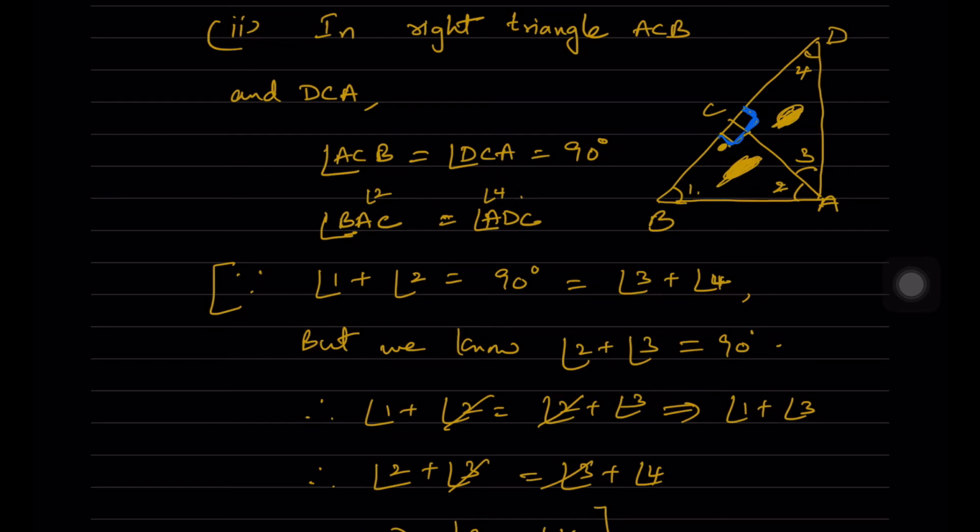In a similar manner, we can tell that it is equal to angle 3 plus angle 4, which is also 90 degrees. But we know that angle 2 plus angle 3 is equal to 90 because it is a right angle triangle, right angled at A. Therefore, angle 2 plus angle 3 is equal to 90 degrees. Now equate this one with this, and angle 2 cancels, so you get angle 1 is equal to angle 3.